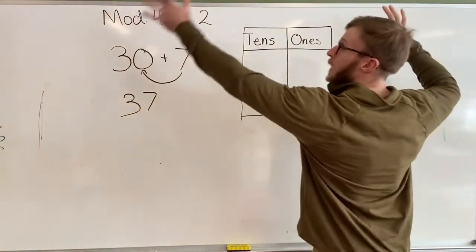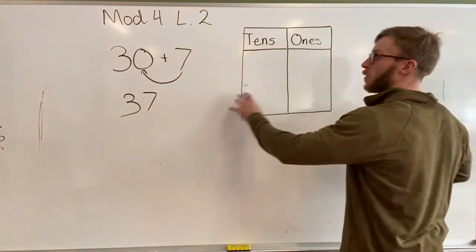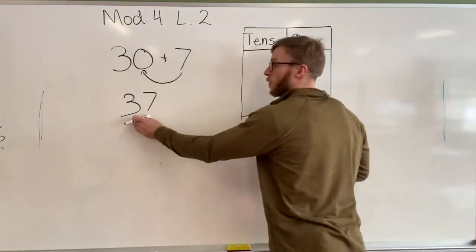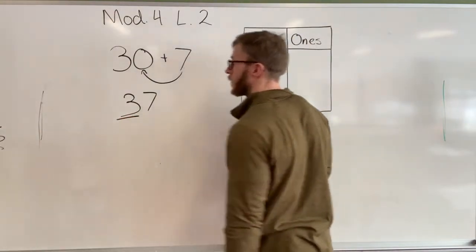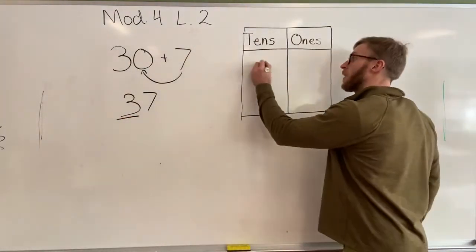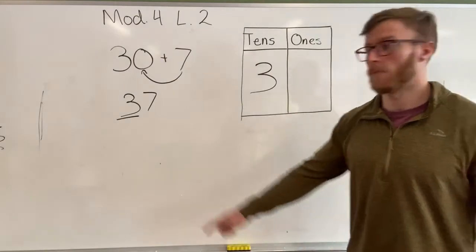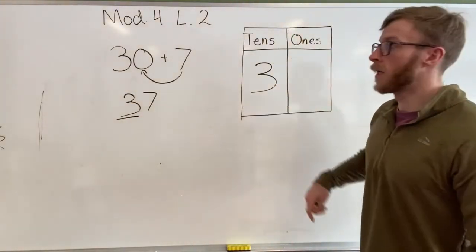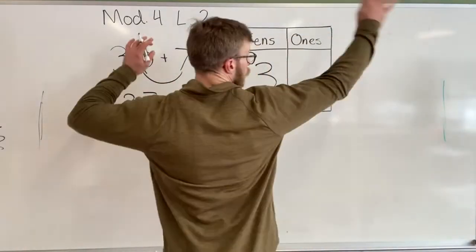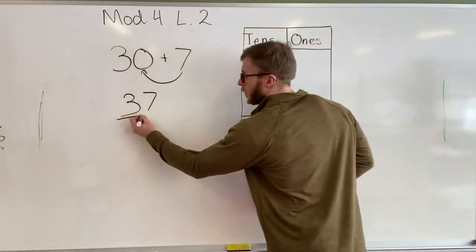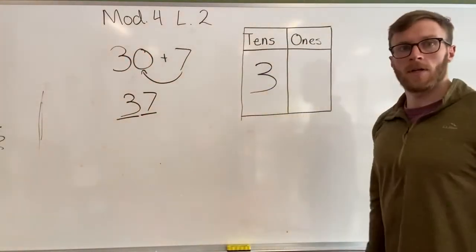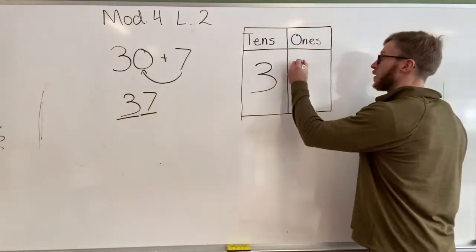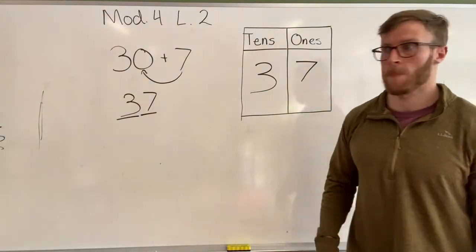10s is on the left-hand side. So I'm going to look at the digit on the left-hand side of the number 37. That's this one here. I'm going to take it and write it in my 10s place. I saw the 3. I wrote the 3. Now my 1s place is on the right-hand side. So I'm going to look at that one, and that's the number 7. Here's my 1s. I see 7. I'm going to write 7.